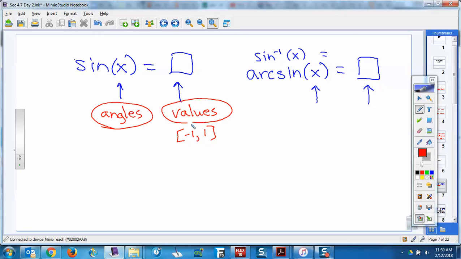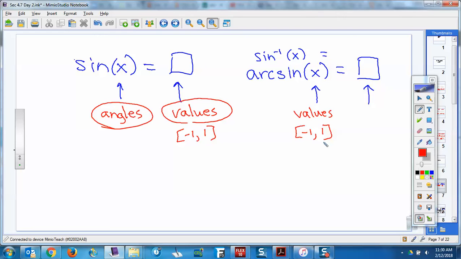Now, when we go to the inverse trig function, what happens? We interchange the x and y, right? That's what happens when we go to an inverse. So when you have arc sine or sine inverse, either one of those, they're the same thing. I just use them interchangeably. I really prefer arc sine. What's going into that? That's got to be values, right? That's got to be -1 to 1.